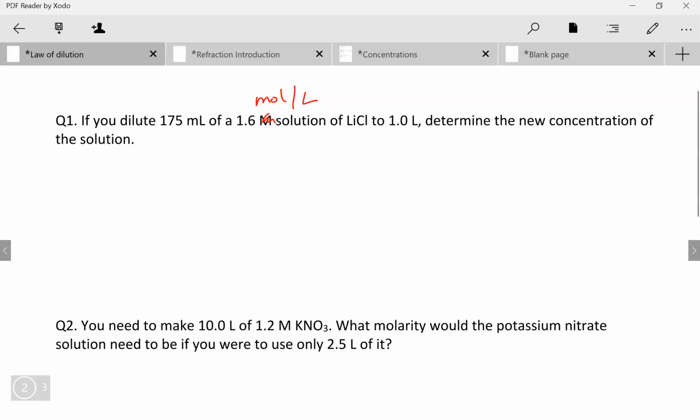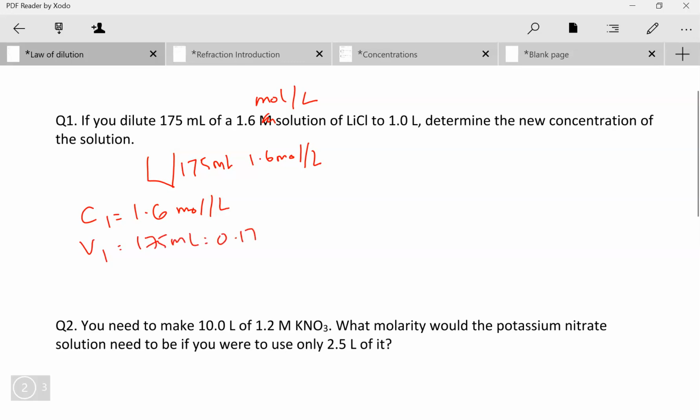So what this is saying is, in my starting beaker, I had 175 milliliters of a 1.6 moles per liter solution. So this was essentially my C1, 1.6 moles per liter. My V1 was 175 milliliters, which is 0.175 liters. I had to divide this by 1,000 to get 0.175 liters. So this is what I had in my beaker originally before I diluted. And now we are diluting that to 1 liter.